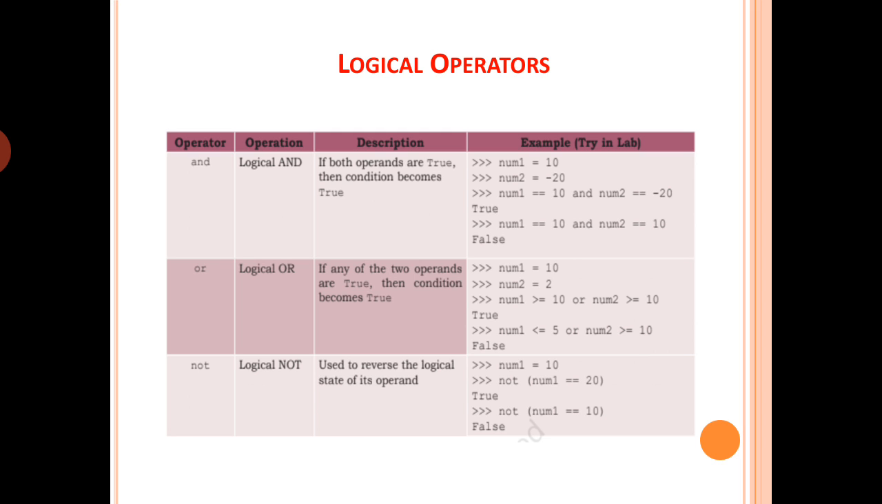As shown in the example, OR logical operator. In OR logical operator, if any of the two operands are true, then the condition becomes true. Not logical operator is used to reverse the logical state of its operand.